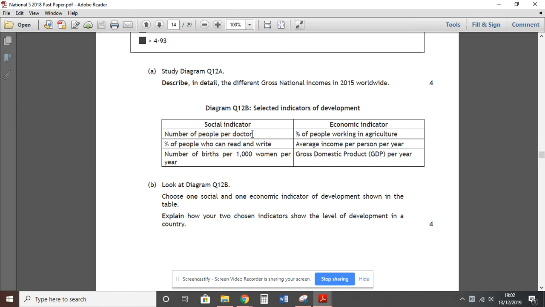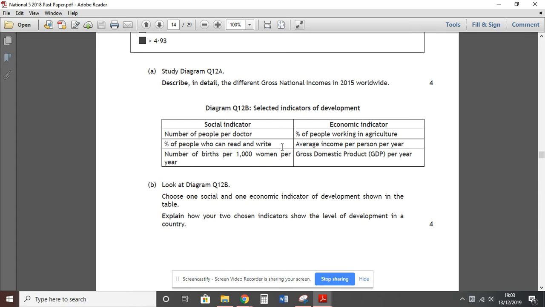Well, if there are more doctors in a country, that would suggest the country is wealthier because it can afford to have more doctors to cover its population, therefore is more developed. It would also suggest the country is not just wealthier but more educated, because in order to have lots of doctors, you would need quite a developed education system to support that. So there's 2 points for 2 of your 4 marks, just about number of people per doctor.